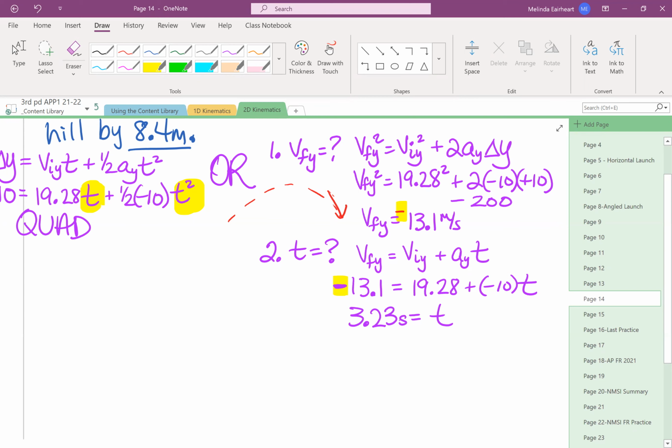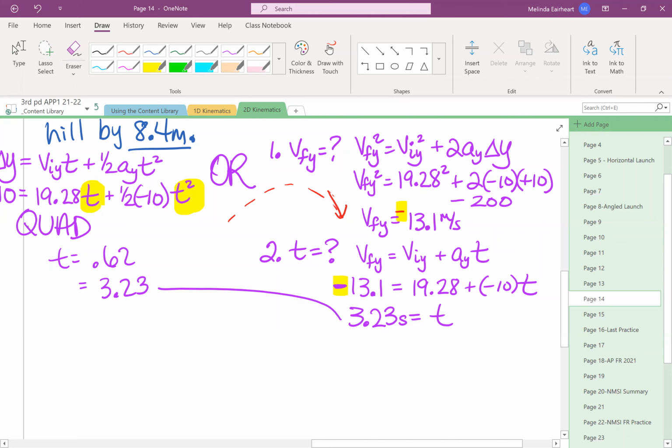Did anyone do quadratic? Just for comparison, what'd you get? 0.62, and then what was your other one? Okay, and so the 0.6, that was the first time it was at a height of 10 meters, right? So that's what we were mentally calculating by making that a positive 13. That's the first time on the way up at 10 meters, but to land in the hole, it's got to be that second time we're at 10 meters. But you should get the same thing. Good deal?